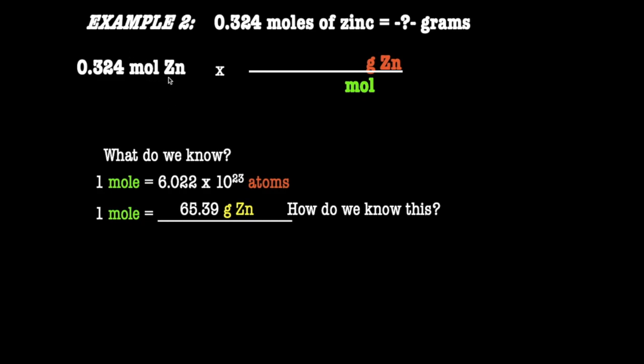So we're going from moles of zinc. We have moles here. We want to cancel it out by putting it on the bottom, and then we want to go to grams of zinc. Again, how do we know this is the mass of zinc? You look on the periodic table at the atomic masses on the bottom. So 65.39 is zinc's. We fill it in, we multiply across the top, divide by the bottom, and you should get 21.19 grams of zinc.